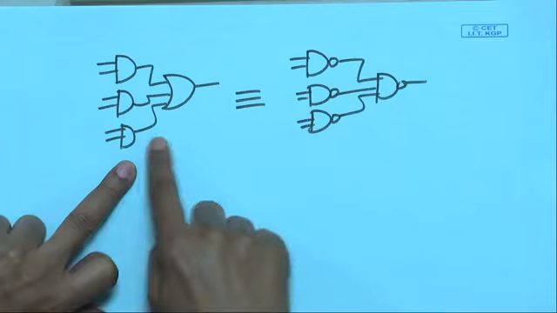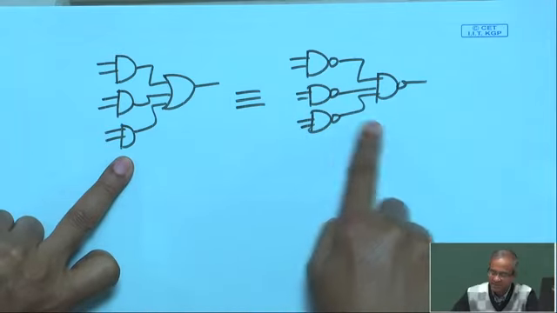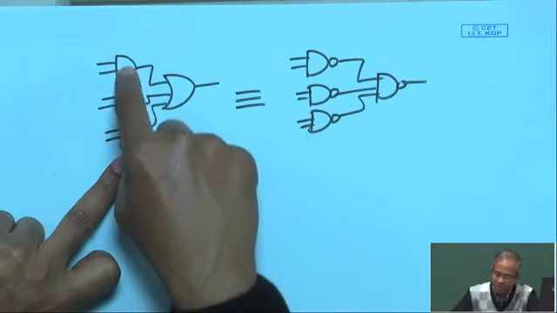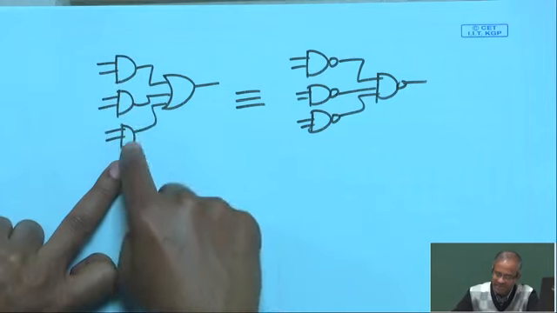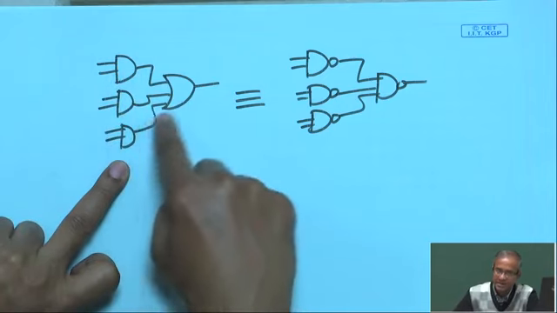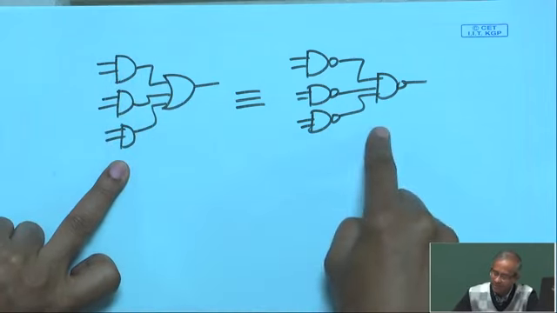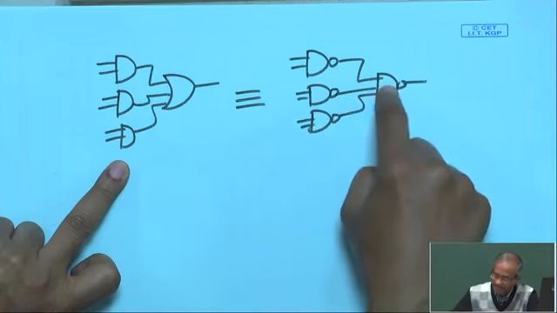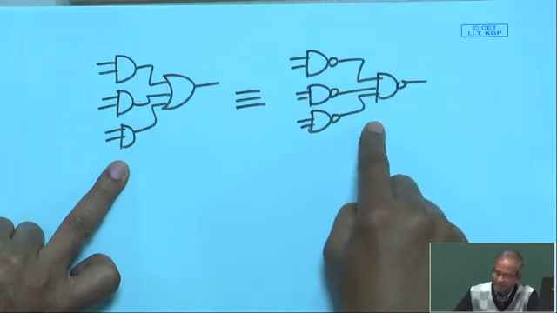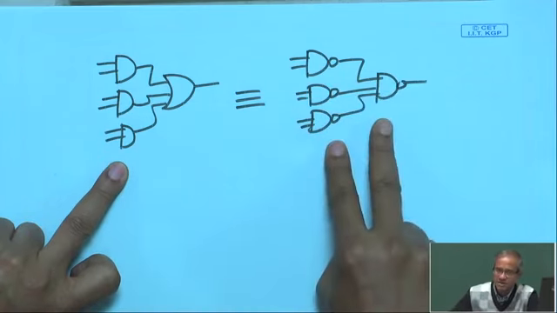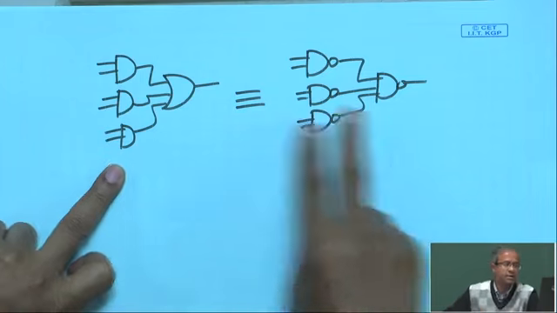These are examples of structural descriptions. Here I have shown there are 3 AND gates and 1 OR gate, they are interconnected together. Here I have shown 4 NAND gates interconnected together. These are examples of structural descriptions. Okay.